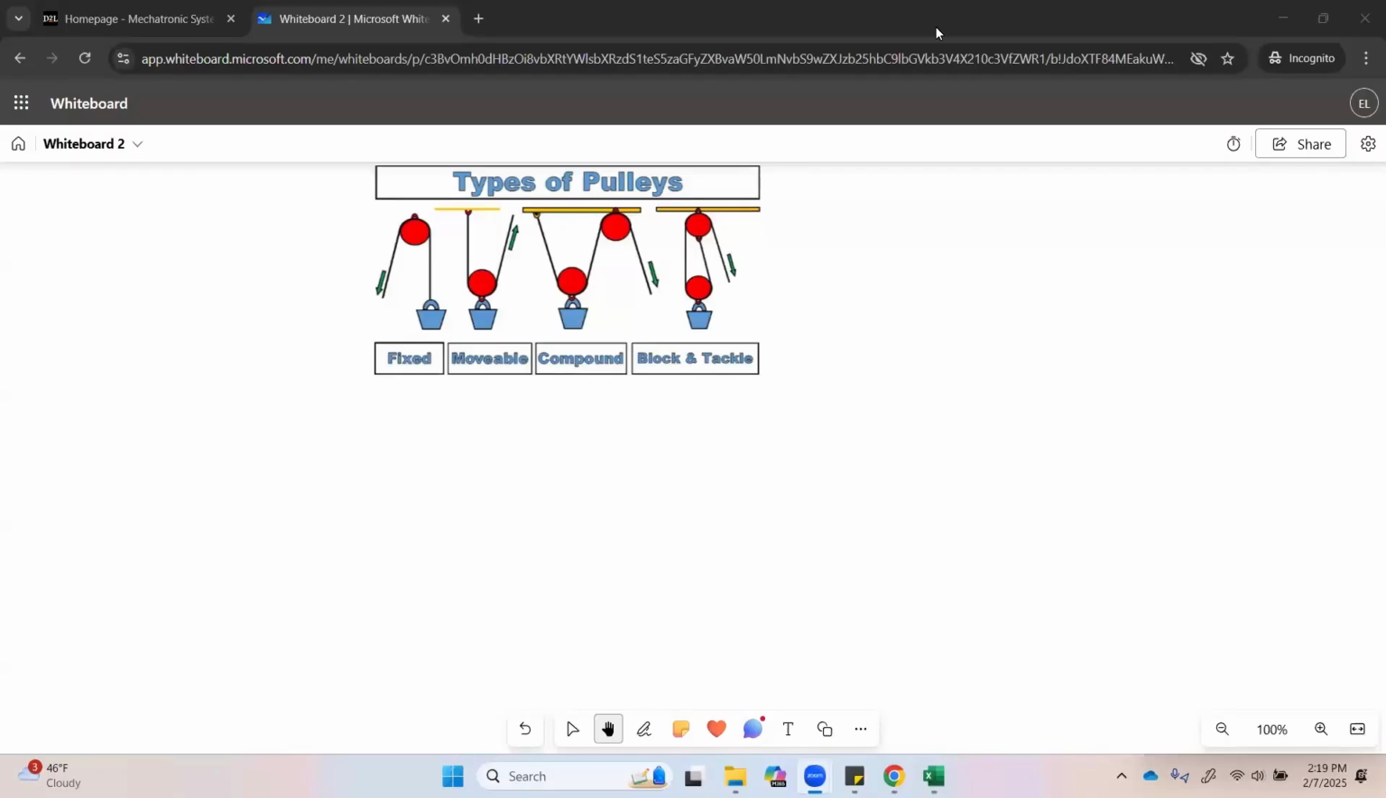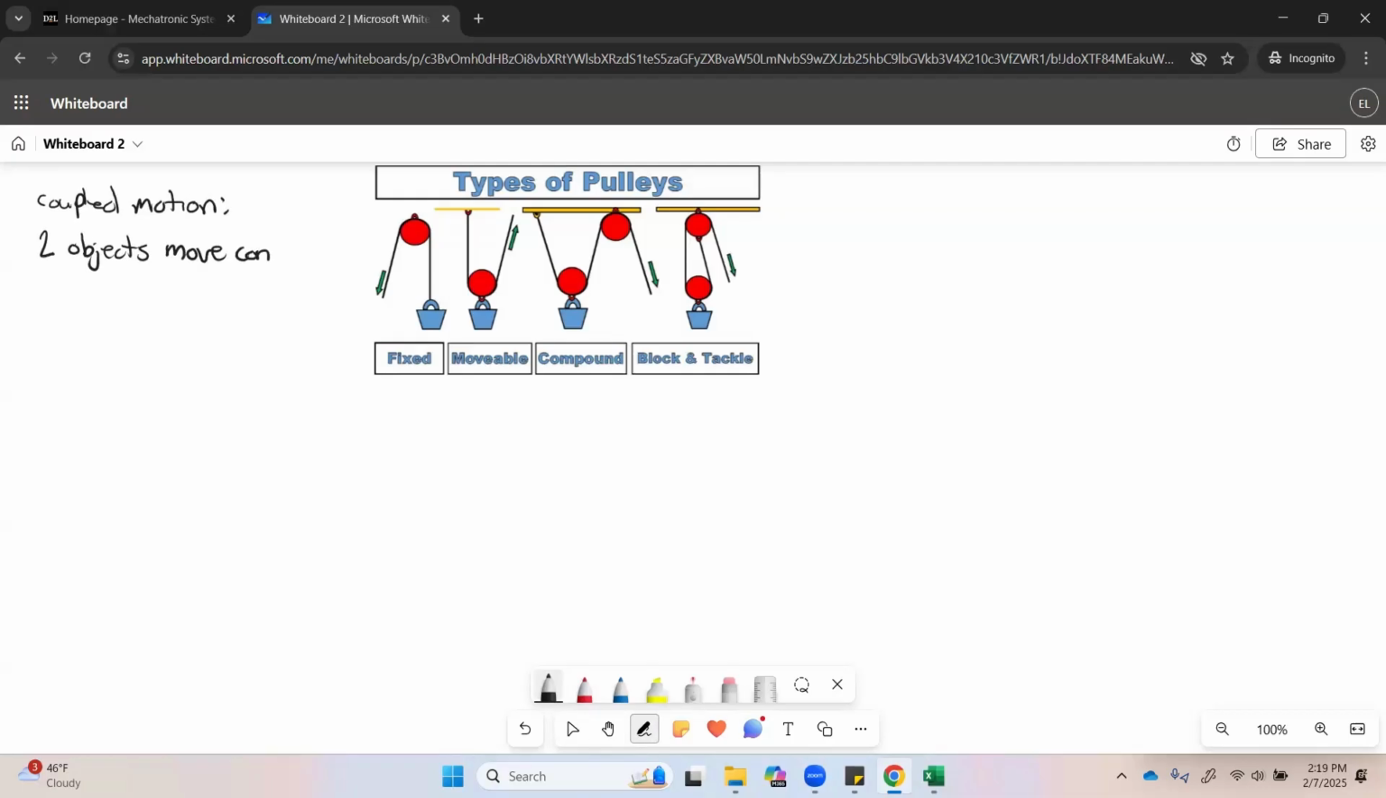So now we are starting our second topic, which is coupled motion or pulleys. Pulleys is the most common aspect of coupled motion, but coupled motion is just two objects moving that are connected, where basically the motion of one object depends on the motion of the other object because they are connected. Now you could have more than two objects connected, but obviously you wouldn't have coupled motion if there's only one object because that's not a couple. So two objects move connected.